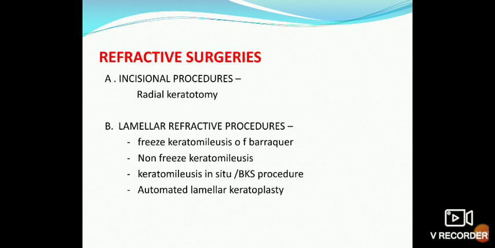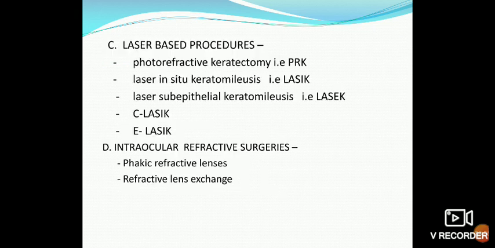Another modality for pathological myopia or myopia is refractive surgery. There are n number of different types of refractive surgeries. Incisional procedures like radial keratotomy, lamellar procedures like keratomileusis of Barraquer, keratomileusis in situ, automated lamellar keratoplasty. And laser procedures are commonly done nowadays. As you know, PRK is there, that is photorefractive keratectomy, laser in situ keratomileusis, laser subepithelial keratomileusis, C-LASIK, E-LASIK, a number of things are there.